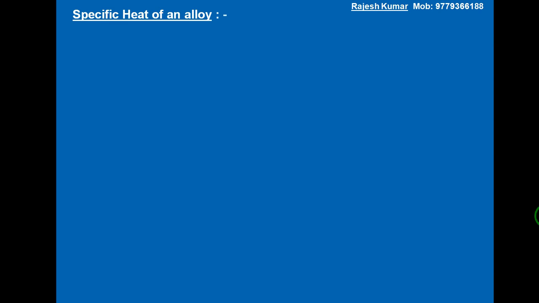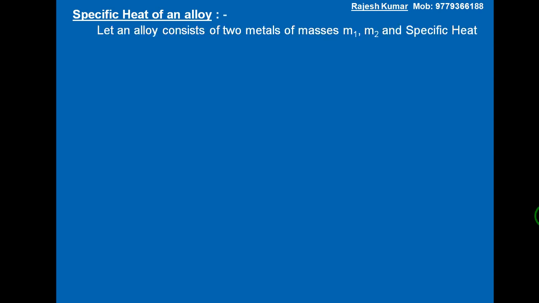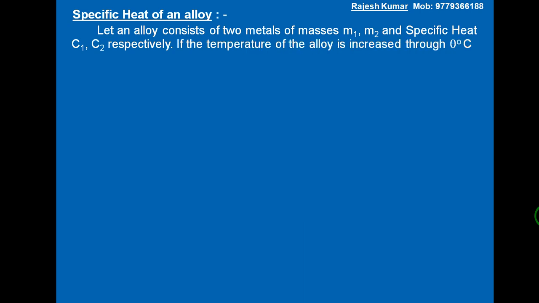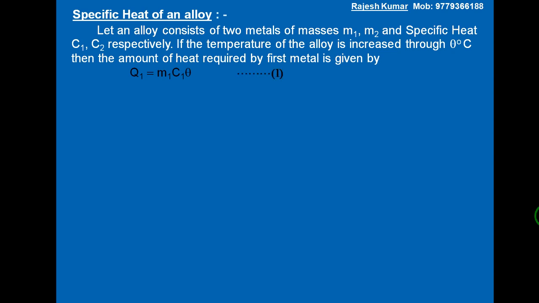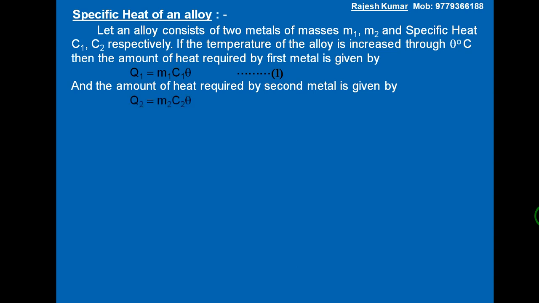Now specific heat of an alloy. Let an alloy consist of two metals of masses m1, m2 and specific heat c1 and c2 respectively. If the temperature of the alloy is increased through theta degree C, then the amount of heat required by first metal is given by Q1 is equal to m1 into c1 into theta. Let it be equation number 1. And the amount of heat required by second metal is given by Q2 is equal to m2 into c2 into theta. Let it be equation number 2.